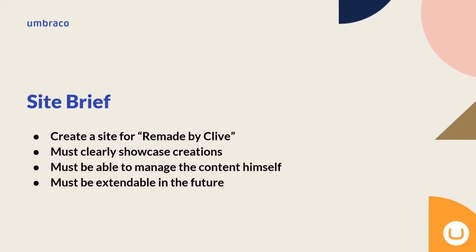First thing is, he wants to create a site for Remade by Clive. It must clearly showcase his products. He wants to be able to content manage this himself, so when he creates new products, he wants to be able to add those to the site himself, doesn't want to keep going back to Kate every time he needs it updating. And it must be extendable. So right now, it's just a web presence that he wants to promote, but if everything goes well, which he's hoping it will, he'll want to move on and do a little bit more with the site.